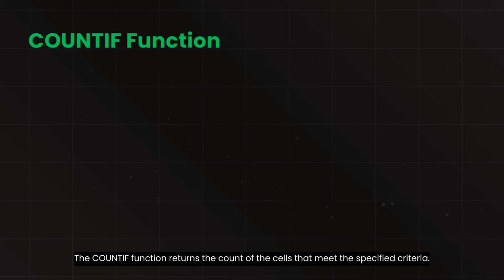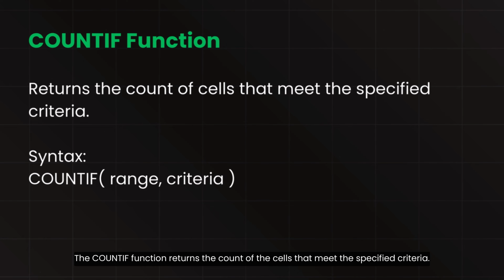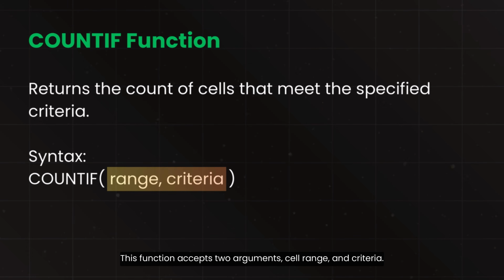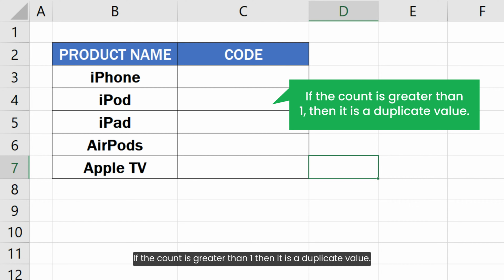The COUNTIF function returns the count of the cells that meet the specified criteria. This function accepts two arguments, cell range and criteria. I will count all the cells in the product code range having the value entered by the user. If the count is greater than 1, then it is a duplicate value.